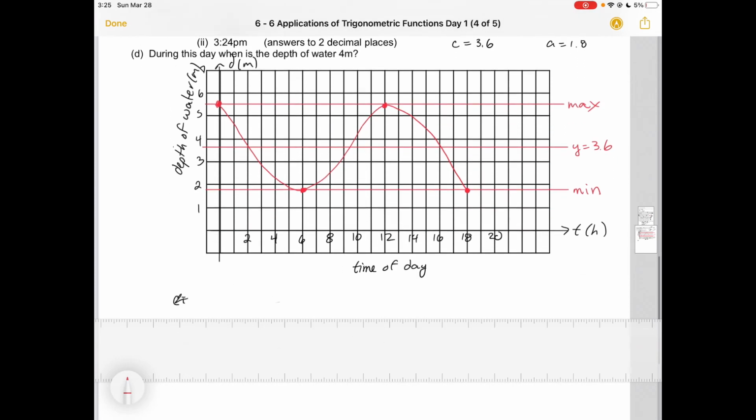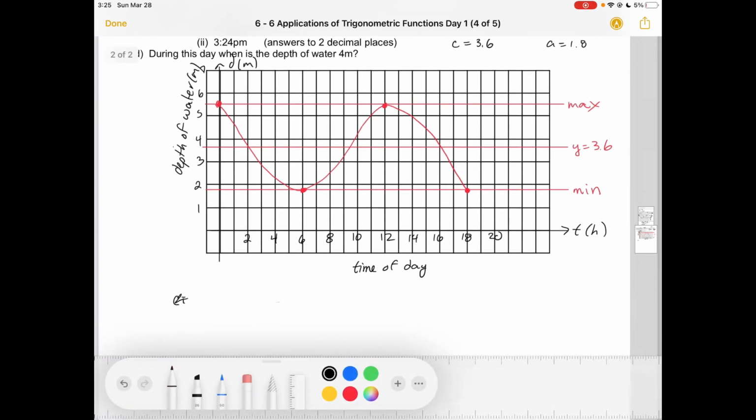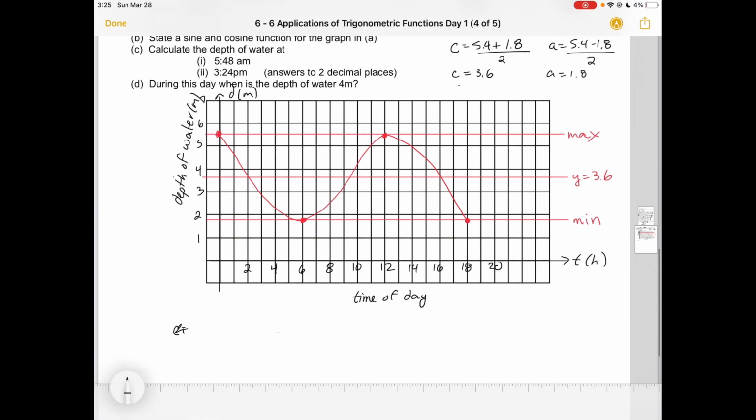So the next thing that I'm going to do is state an equation. So I already have my A value and my C value. I also need my K value, and then I need to figure out my phase shift. Okay, so my k value is connected to my period, so 360 divided by 12, which is going to give me a k value of 30.